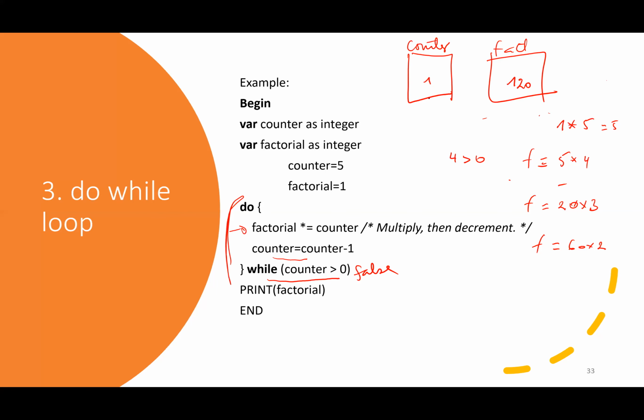Then we decrease counter by 1, then we have 1. We check our condition. Is 1 greater than 0? Yes. Now the factorial is going to be 120 times 1. Now the factorial will be 120. Then we decrease counter. Now counter is 0. Is 0 greater than 0? False. If false, we come here and print factorial. What is in the factorial? Then we print 120.